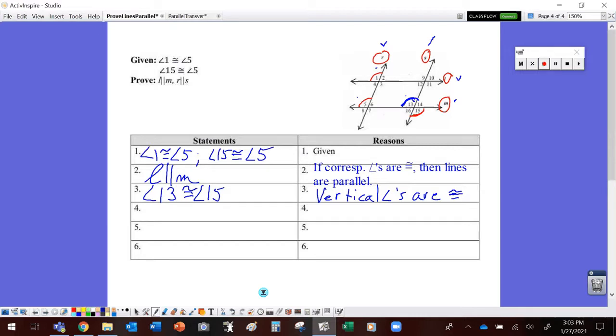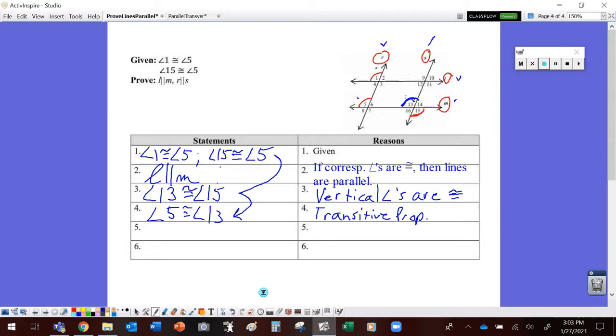Well, now I can use that transitive property to say that angle 5 is congruent to angle 13. Take this original statement to this one. The reason that works is because of the transitive property. Both angles 5 and 13 are both congruent to angle 15. So we cut out that middleman and we say they're congruent to each other by the transitive property. Now I have angles 5 and 13 congruent.